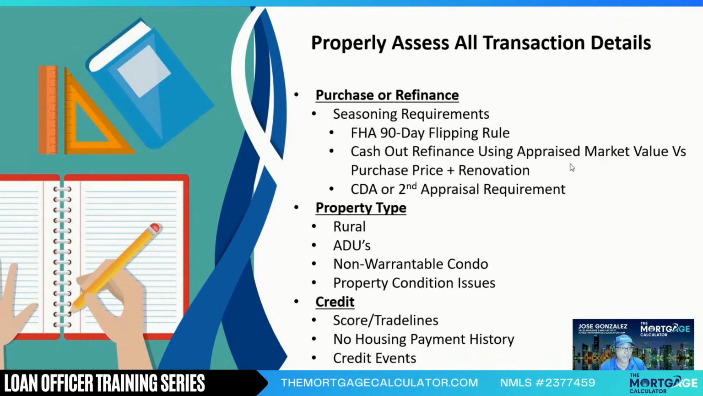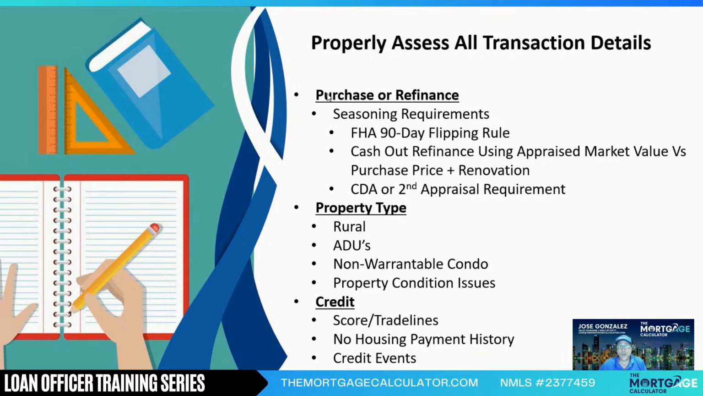Credit considerations, right? The obvious credit score, but also number of trade lines, no housing payment history on a borrower. That could be a big one there. Or credit events. What are credit events? Bankruptcy, foreclosure, short sale, deed in lieu, charge offs, collections. Those are all credit events, and different guidelines treat them differently.